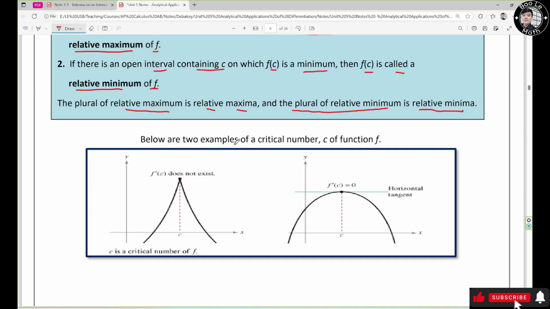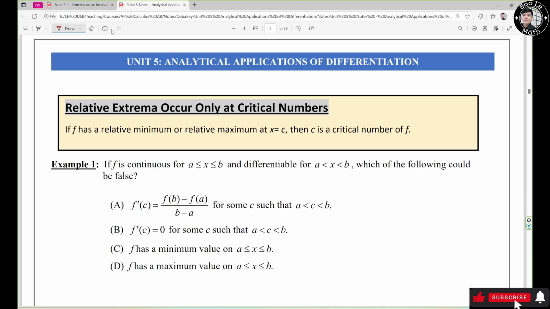Below are two examples of a critical number c of the function f. Now look at this one right here. The function has a sharp turn, so f prime of c does not exist. Then c is a critical number of the function f. Now f prime of c equals 0 right here. The function has a horizontal tangent line, right?